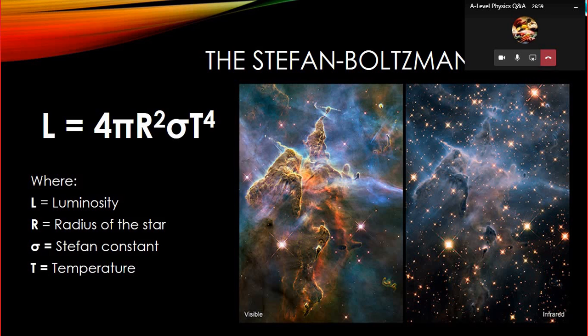And obviously this is a 3-variable equation. The way this would come up in a question would be, it would give you temperature and radius and ask you to work out luminosity. It would give you luminosity and temperature and ask you to work out radius.